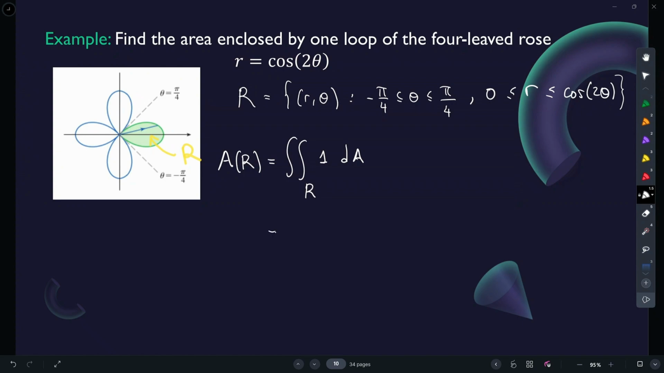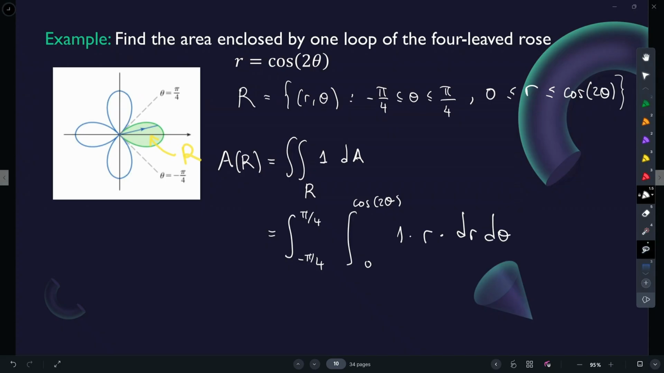And now I have to translate it into polar. So now the angles are going between minus pi over 4 to pi over 4. The radius, though, is going from 0 to cosine of 2 theta. The function is 1. So 1 is 1. I don't have to translate x to r cosine theta, y to r sine theta. There's no x and y's. It's just 1. Perfect. But I do have to multiply 1 by my conversion factor, which is r. And then dr d theta.